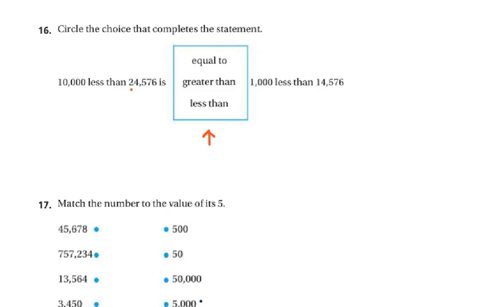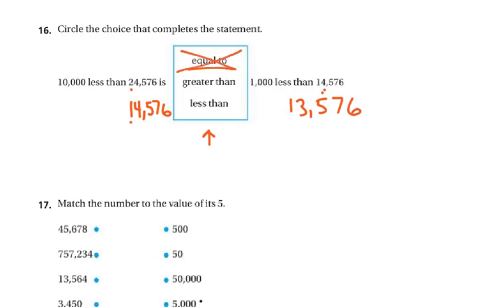10,000 less, that means I'm just going to take 10,000 from here. So that means it's going to be 14,576. So that's good. Let's just do the other side now. 1,000 less than 14,576. So now I'm just going to take from the thousands place, right? I'm not taking from the 10,000s, from the thousands. So 1,000 from that is going to be 13,576.